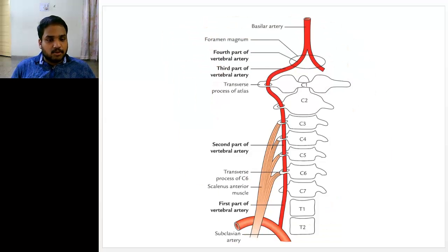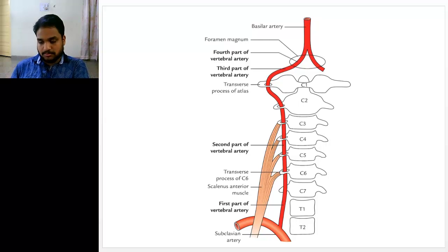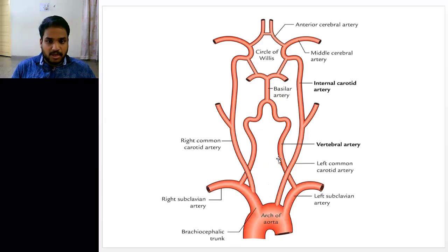So now we will come to the posterior circulation. So that is the anterior circulation. Now let us see how the posterior circulation is there. The posterior circulation originates from the vertebral artery. See, the vertebral artery arises from the first part of the subclavian artery. You can see in this diagram. See, this is the vertebral artery.